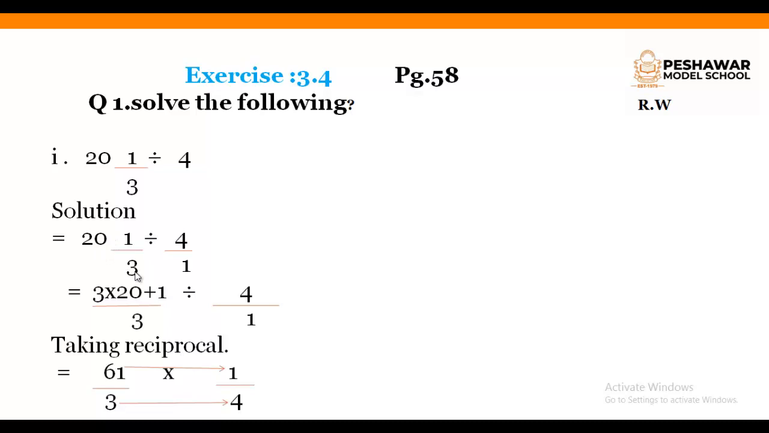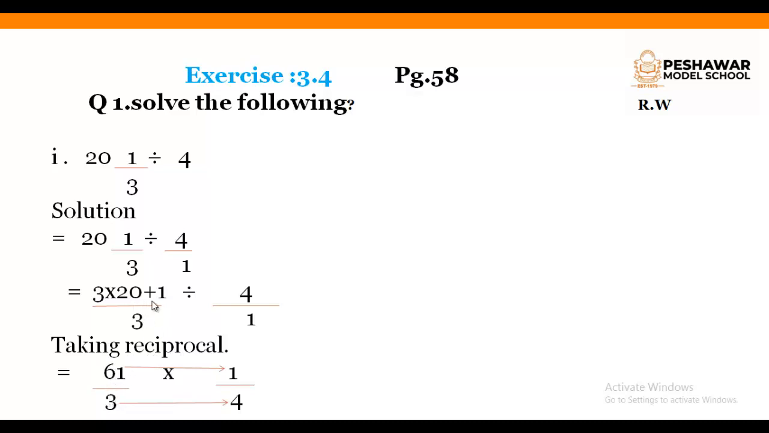You have to multiply the denominator 3 with the whole. Whatever answer you have, add the numerator. So this is the denominator, this is the whole number, this is the numerator. So 3 20 times 60 plus 1. Okay, then the sign of division, 4. Here you have no number, so put 1 just to complete the fraction. 4 by 1. Now your fraction will be 61 by 3.